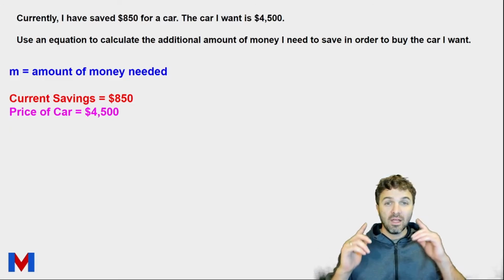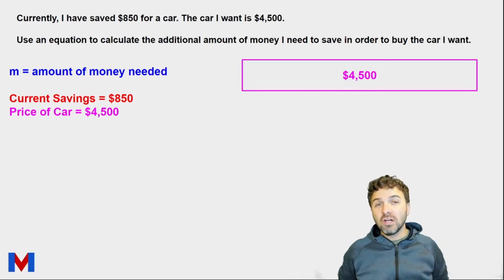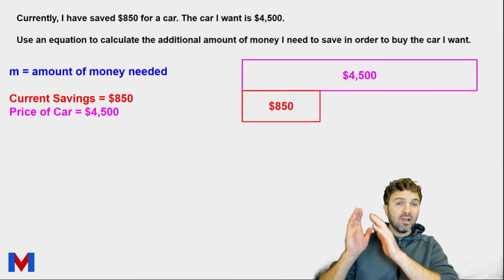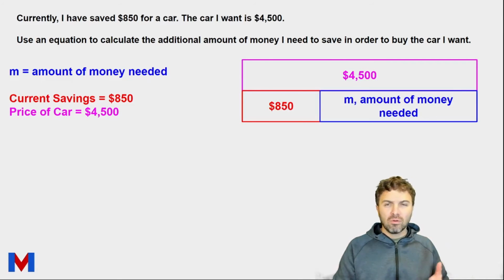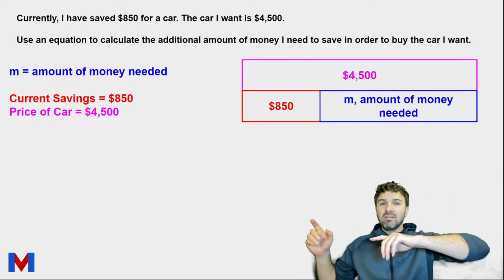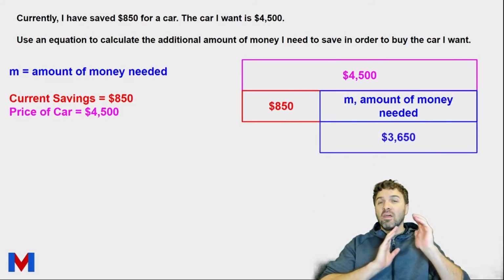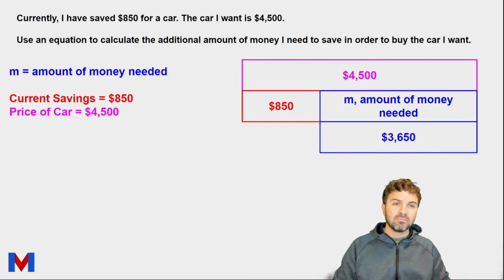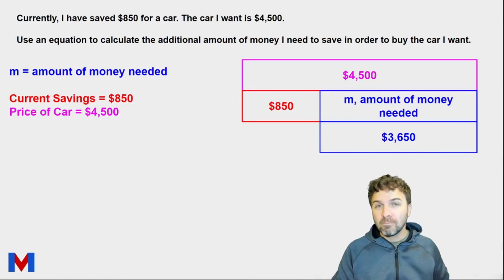Okay. Now let's do our model. The total amount is $4,500. We know that I already have $850 and that I need M amount of money, or whatever variable you're using. To figure out that amount of money that I need, I can take that $850 and take that part away from the 4,500, and I'm left with $3,650. I did 4,500 minus 850 to get the 3,650.